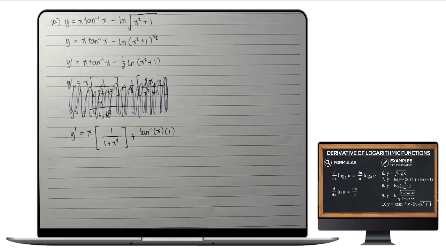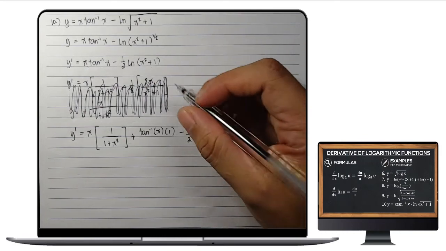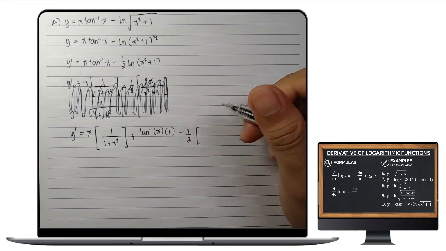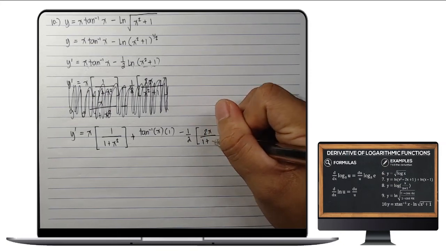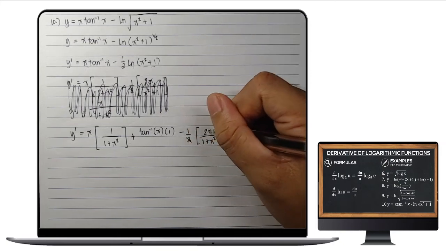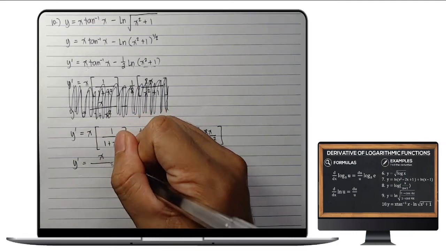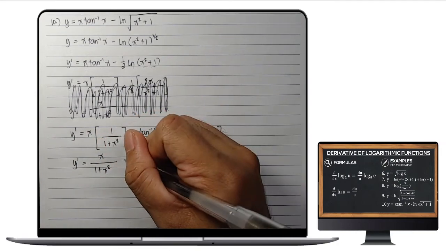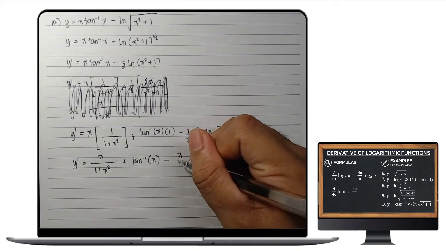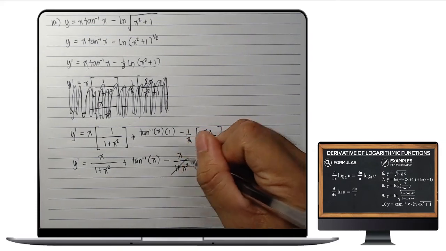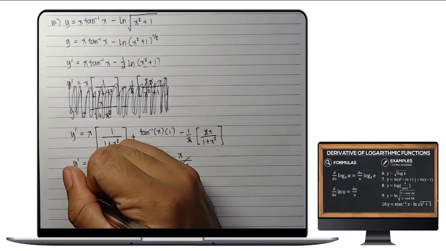Okay? Then, minus. Copy 1/2, then the derivative of ln of u, so derivative of u over u. The derivative of this u is simply 2x over u, which is x squared plus 1 or 1 plus x squared. So, we can cancel out 2 here. So, y prime is equal to x all over 1 plus x squared plus arctangent of x, then minus x all over 1 plus x squared, and we can cancel out this factor, and our y prime is simply arctangent of x.